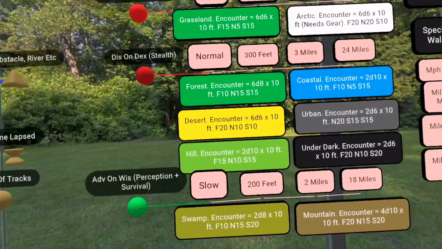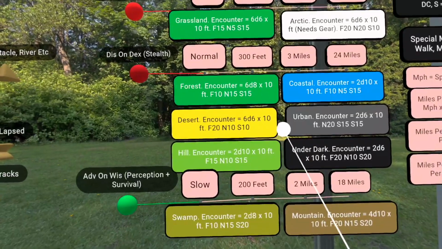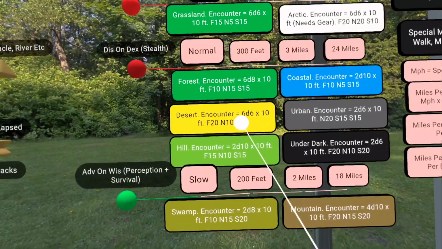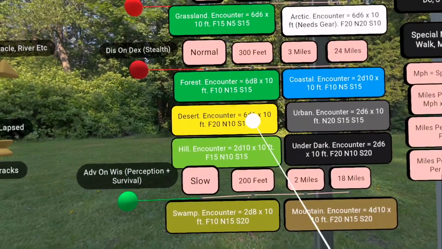So say I was in a desert and at the last stage of the journey I'm looking for a cave in the desert. The DC for that is S10. The S stands for searching. So I have to beat that 10 in order to find the cave, all right?